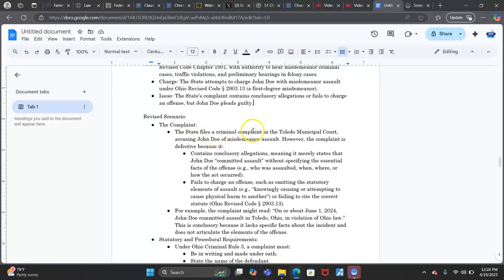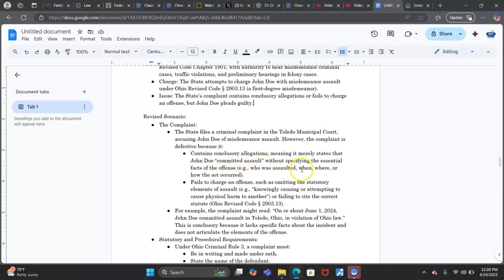The state files a complaint in the Toledo Municipal Court accusing John Doe of misdemeanor assault. However, the complaint is defective. In other words, it fails to charge an offense. It fails to properly invoke the subject matter jurisdiction of the court. Because why? It contains conclusory allegations, meaning it merely states that John Doe committed assault without specifying the essential facts of the offense. In other words, without providing John Doe with the facts of how they came to the conclusion that he committed assault. What did he do? Who did he do it to? How did he do it? See that?